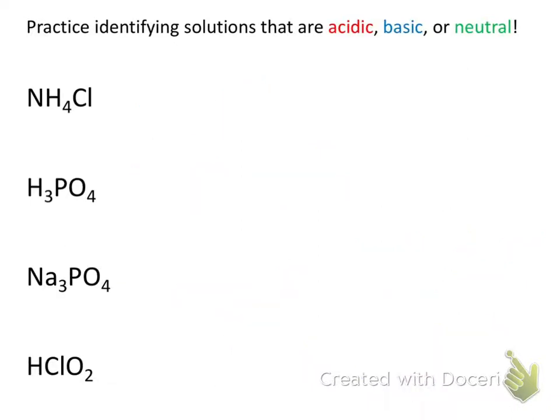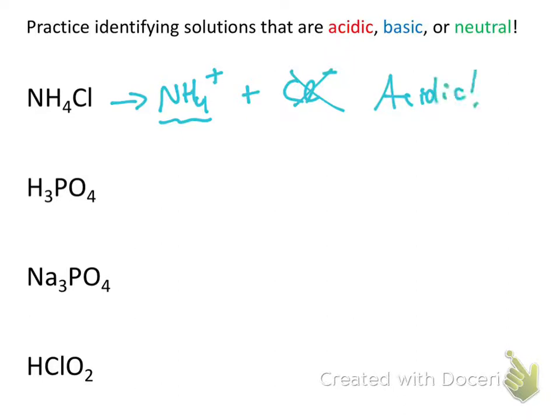But wait, there's more. Here we have ammonium chloride. This will dissociate completely into NH4 plus and Cl minus. Cl minus neutral, NH4 plus acidic. H3PO4, phosphoric acid, aka this is a weak acid.